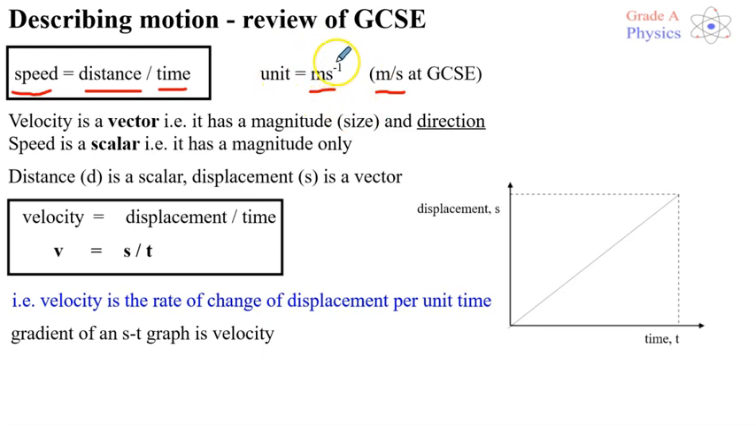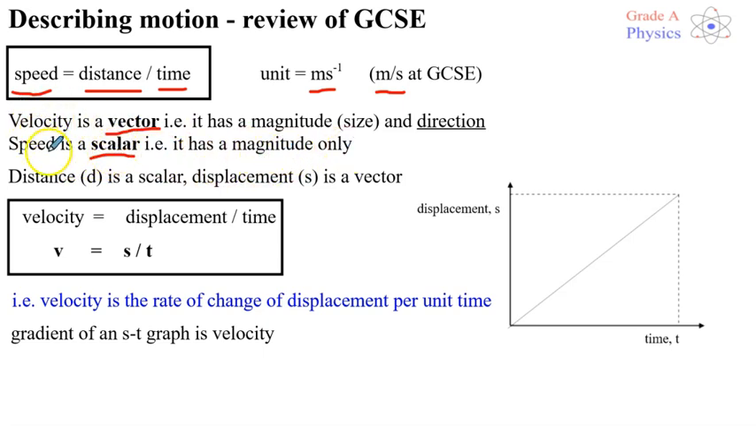Anything raised to the power of minus 1 just means divided by that. So ms to the minus 1 is meters per second. Other key ideas which you would have come across before, the ideas of vector and scalar. So velocity is a vector, it's got a magnitude, that means a size and a direction, whereas speed is a scalar, it's only got a size.